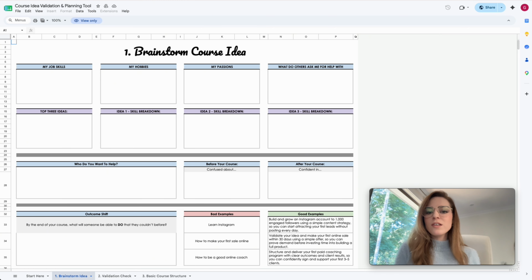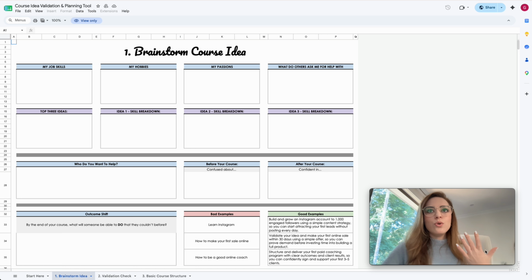So instead of trying to invent something completely new, I want you to think about what people are already asking you for help with in particular. What do your friends message you about? What do people compliment you on? What problems have you solved in your own life that other people are struggling with? This will help you find an idea that you are passionate about, so you don't burn out when you're building the course or become disinterested in the topic.